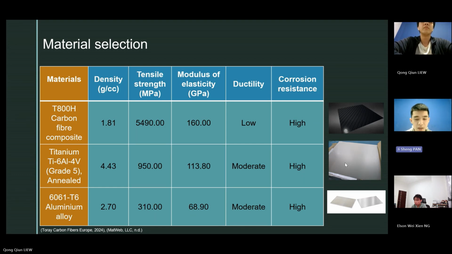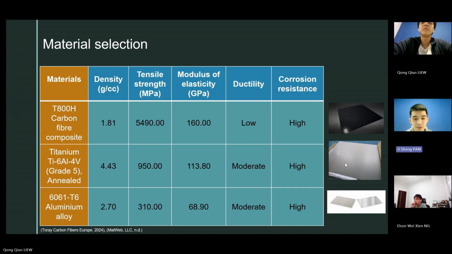In addition, among the 3 materials, T800H carbon fiber composite has the highest modulus of elasticity when the load is parallel to the fiber direction, indicating that it is the stiffest. However, it has the lowest ductility with only 1.9% elongation. Both Ti6Al4V titanium and 6061-T6 aluminum show moderate ductility, though their elongation values differ slightly, with titanium at 14% and aluminum at 17%.